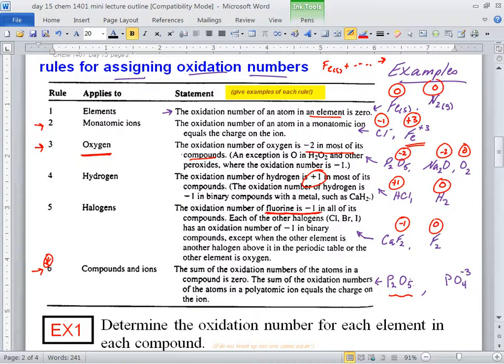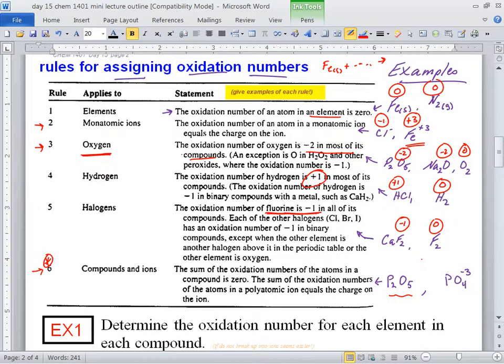If it was -2, you'd have to write it, right? So they're talking about the charge over the whole compound. When they don't write anything, what's the charge? If they don't write anything, the overall charge is zero. It's neutral. So look at all these compounds: CaF2, F2, P2O5, HCl, H2, they're all zero. That's their overall charge because they didn't write anything up there, right? So when you add up 2 phosphoruses and 5 oxygens, you better get zero.